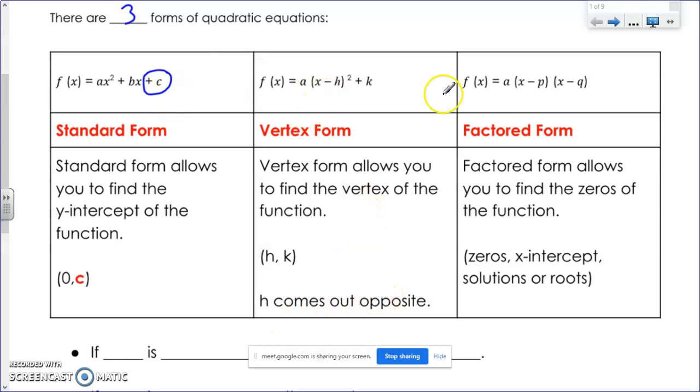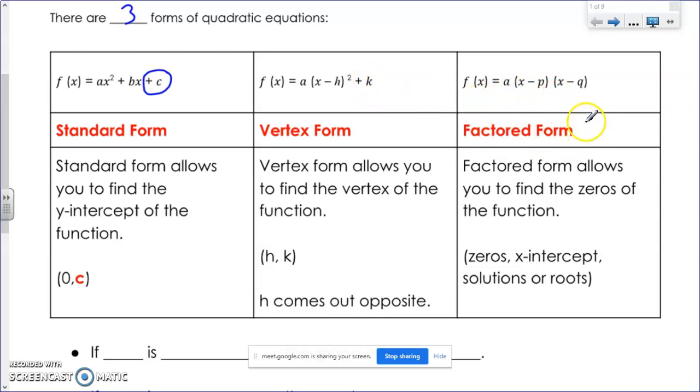You can enter any of these in the calculator. Okay? Because you can put any of these in the y equals to graph. Yes, any of them. But if I just have these and I don't have a graphing calculator and I don't have a graph, and I say, what can I find from standard form? I can quickly find my y-intercept. What can I find for vertex form? The vertex.